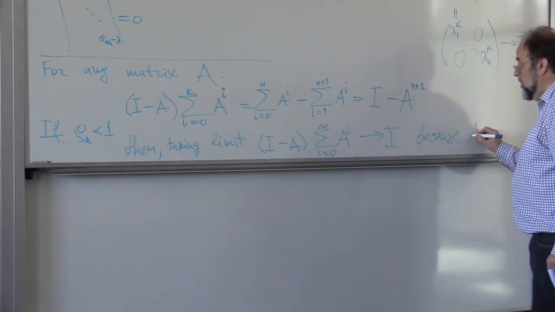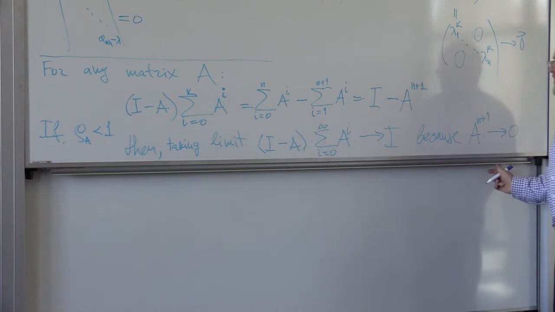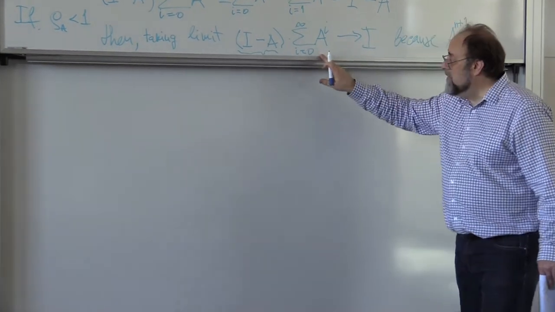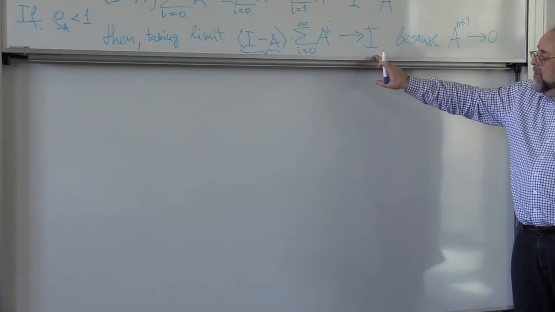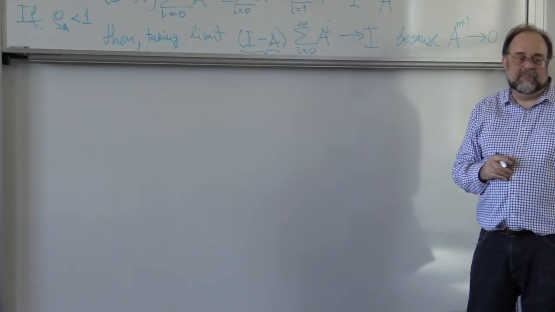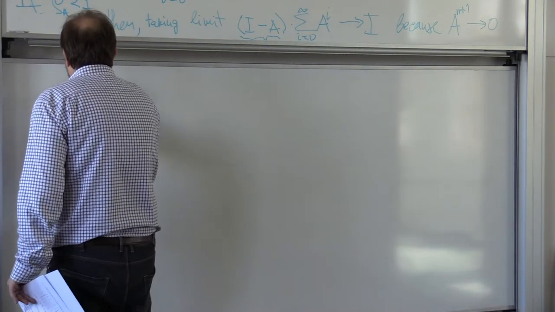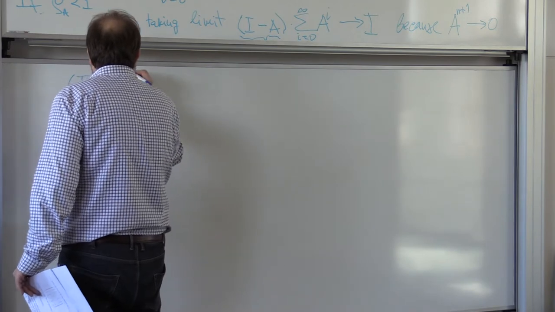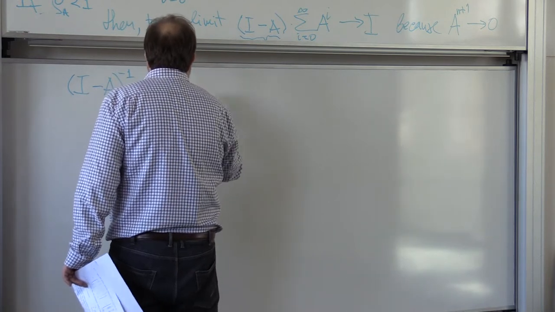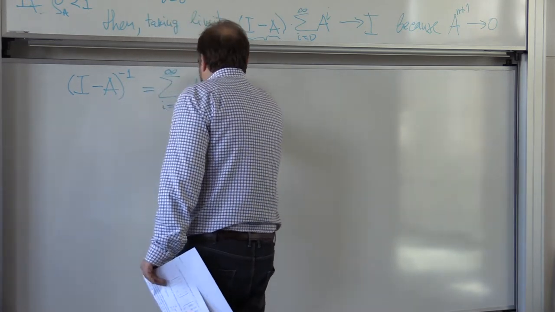Because A to the n plus 1 converges to 0, right? So look what we get in this way. This matrix times the sum of these matrices converges to A. So what is then the inverse matrix of I minus A? The sum, right? So we get that (I minus A) to the minus 1 is precisely equal to the sum, i equals 0 to infinity, of A to the i.